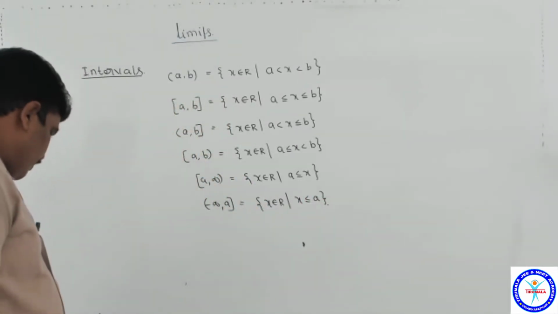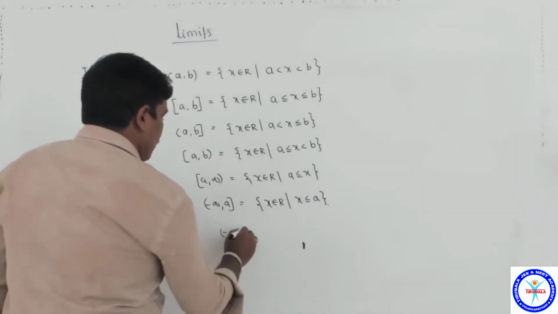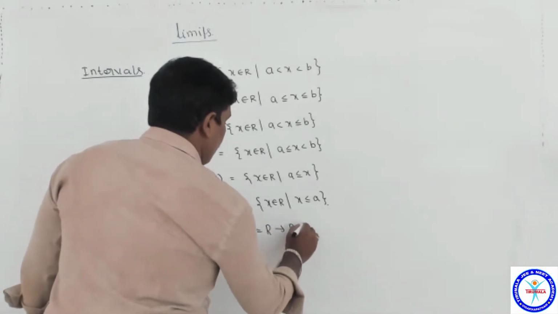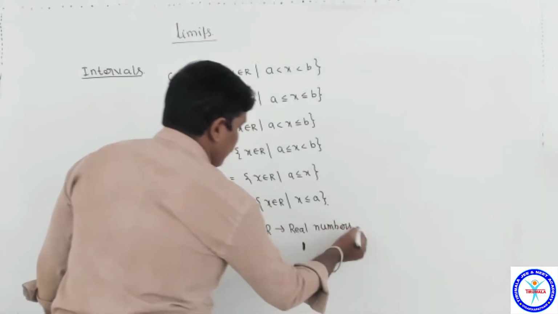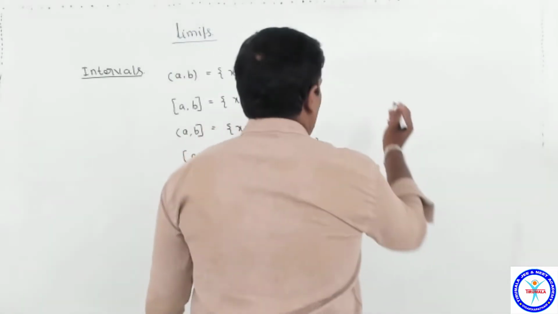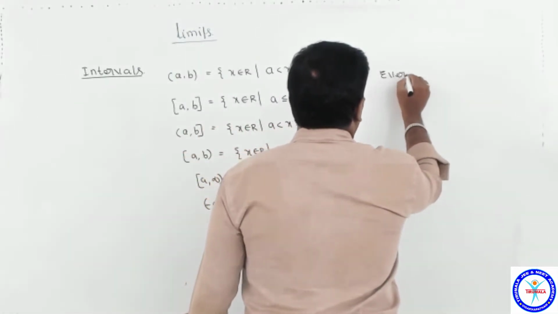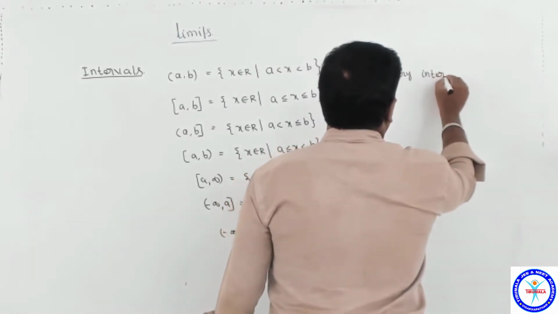Also remember that minus infinity to plus infinity is R. R means the set of all real numbers. And the next point: every interval is a set.